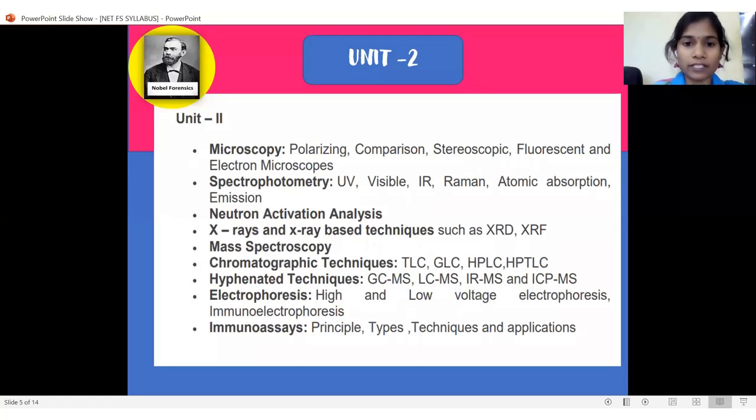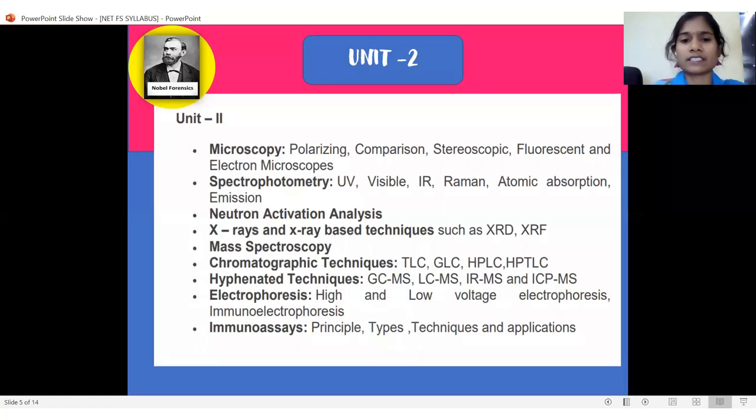Then for example, microscopy: different types of microscopy, polarizing microscopy, comparison microscopy, spectroscopic. These different types of microscopes were invented by whom, in which year, that type of questions. And also sometimes they ask what are the mechanical parts of the microscope, what are the optical parts of the microscope. Then coming to electrophoresis, what are the different types, what is the principle. So from this unit, they will ask all about instruments only, not applications, just instruments only.